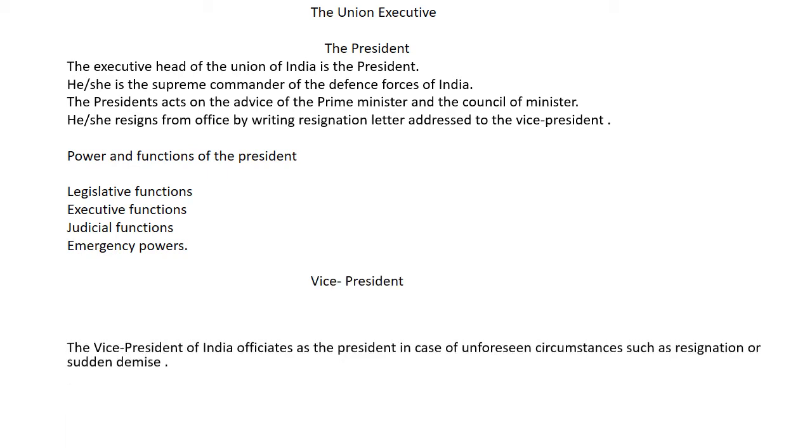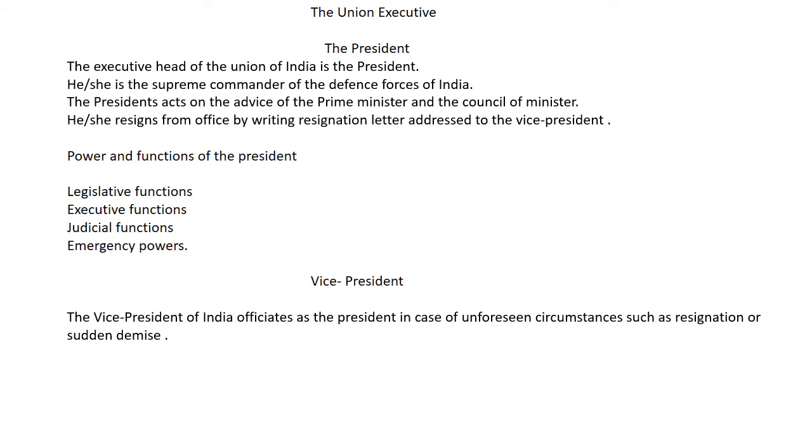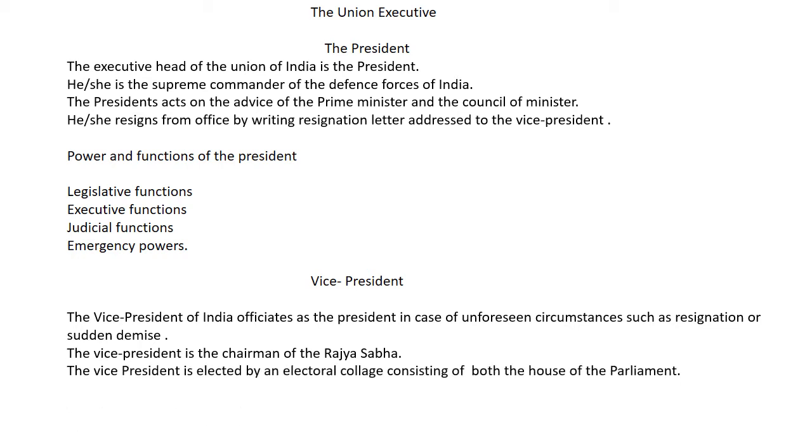Let's know about the vice president. The vice president of India officiates as the president in case of unforeseen circumstances such as resignation or sudden demise. The vice president is the chairman of the Rajya Sabha. The vice president is elected by an electoral college consisting of both the houses of the parliament. So the Lok Sabha and the Rajya Sabha together elect the Vice President of India. The state legislatures do not participate in the election of the Vice President. Remember, the MLAs of any state do not take part in the election of the Vice President.